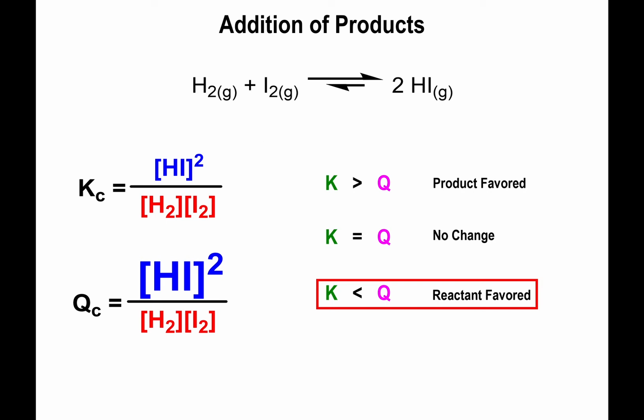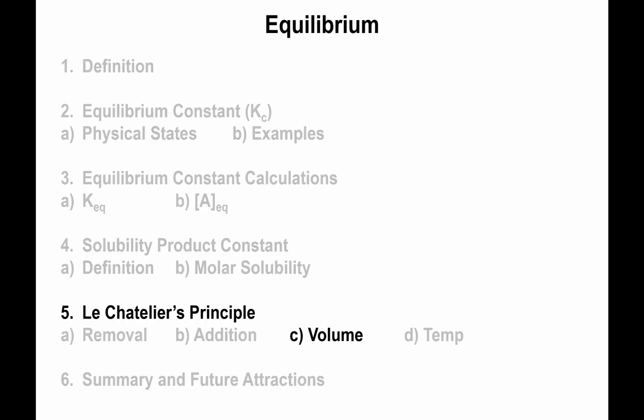And another way to kind of describe this is that wherever you add things, you're going to shift the equilibrium to the opposite side of the reaction. This is kind of the opposite of removal. Wherever you remove things, that's where the equilibrium shifts. Wherever you add things, you shift the equilibrium to the opposite side of the equation.